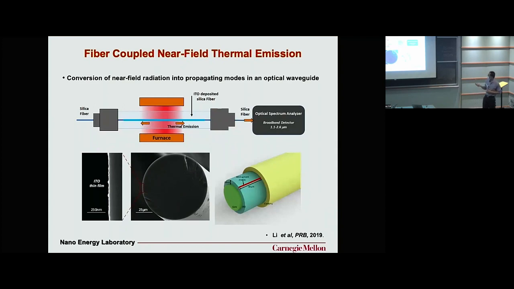In this experiment, you can see we coated the optical fiber simply with an ITO thin film, a doped ITO thin film. Once you heat it up, it will generate thermal emission, and the thermal emission can be coupled into this optical fiber. You can measure it over a long distance. Think about it: here I can have a temperature around 1000 Kelvin, but where I do the measurement, it's only room temperature. And more importantly, we can measure it 10 meters away from the hot room.